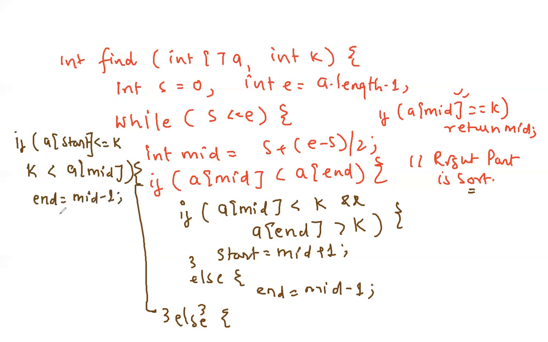If it doesn't fall into the left hand side, if it doesn't fall in the range of the sorted part, then it will be on the unsorted part, which is the right side. In that case, we make start equal to mid plus one. If we never return from the while loop, we return minus one. That means we did not find the key. All the fundamentals clear on this?